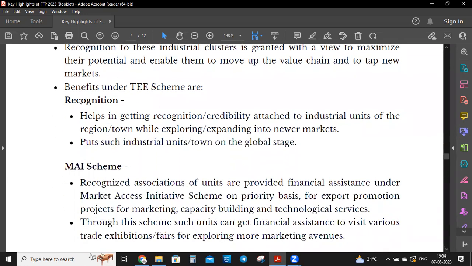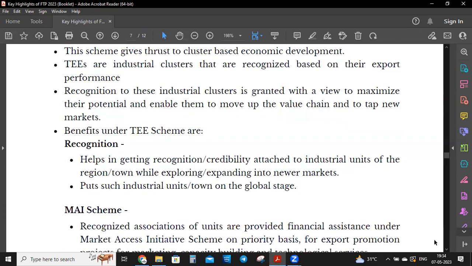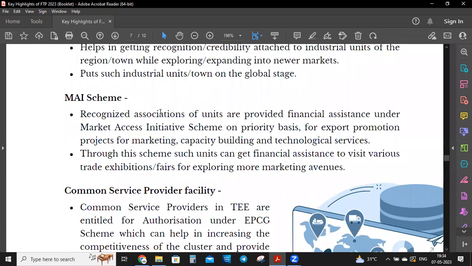Let's see. First is recognition. It helps in getting recognition and credibility attached to the industrial unit of the region or town while exploring and expanding into newer markets. It puts such industrial unit or town on the global stage. Okay, MAI scheme. So let's see what this MAI scheme is. Recognized associations of units are provided financial assistance under MAI scheme, that is Market Access Initiative Scheme, on priority basis for export promotion projects for marketing, capacity building and technological services. Through this scheme, such units can get financial assistance to visit various trade exhibitions and fairs for exploring more market avenues.